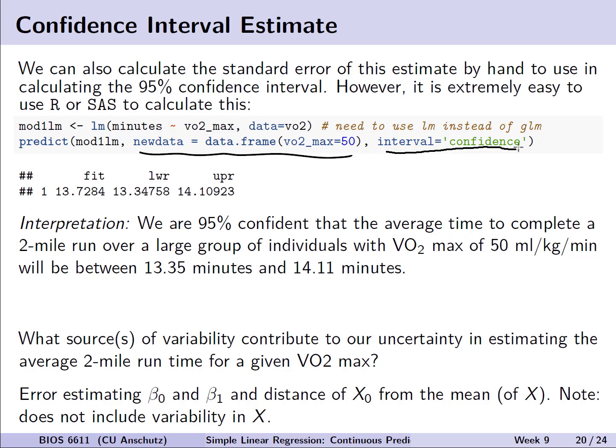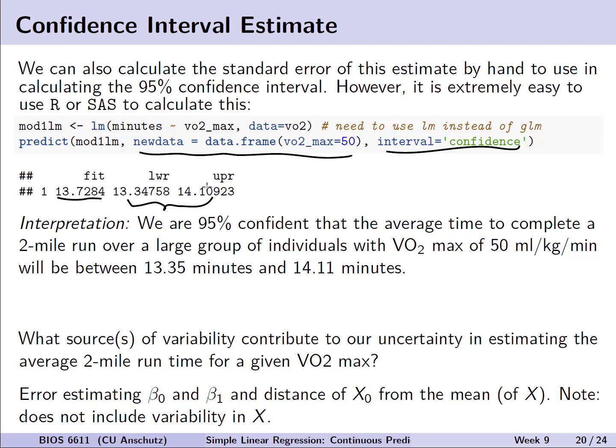Then we also have this additional argument where we specify that we want a confidence interval around that estimate as well. In the output that comes from that, we can see we also get that fitted value we had on the previous slide, as well as our lower and upper intervals, where we can interpret that as we are 95% confident that the average time to complete a 2-mile run over a large group of individuals who have a VO2 max of 50 milliliters per kilogram per minute will be between 13.35 minutes and 14.11 minutes.